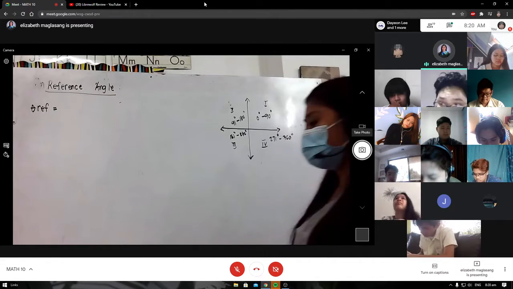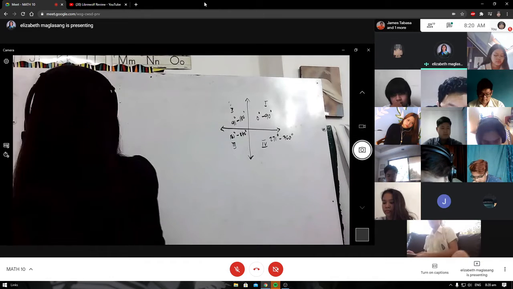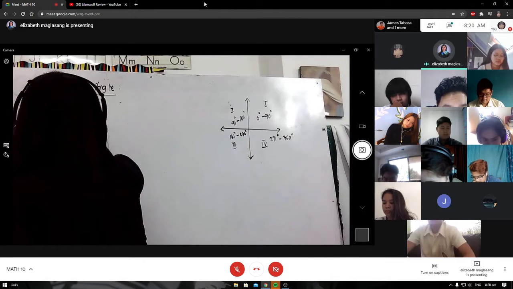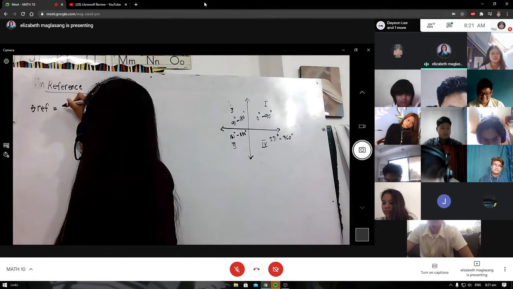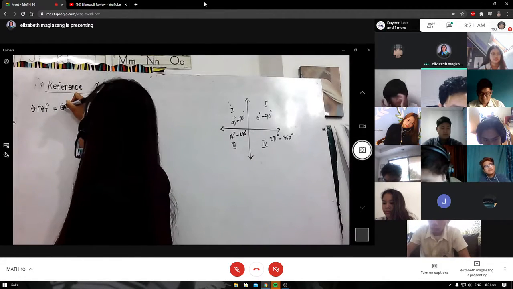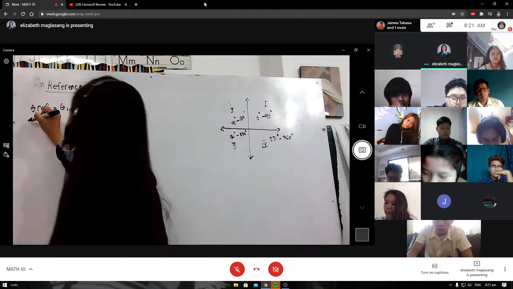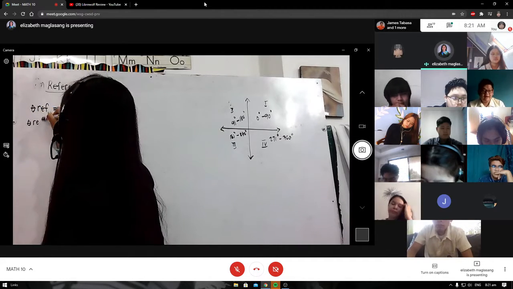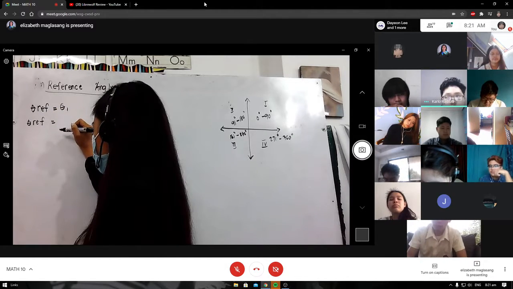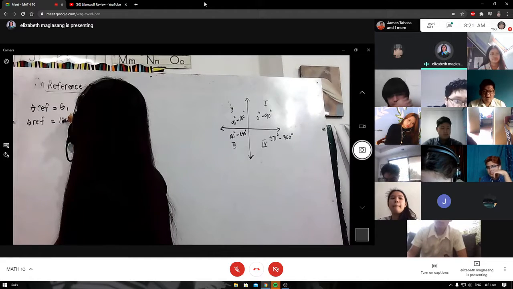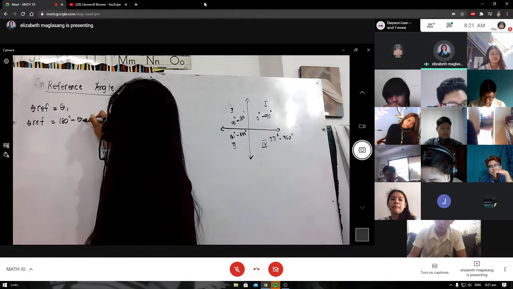So let me give you the formula for the reference angle. If the angle is in quadrant 1, then the reference angle is the given angle on your quadrant 1. What if it is in quadrant 2? It is 180 degrees minus the given angle from your quadrant 2.